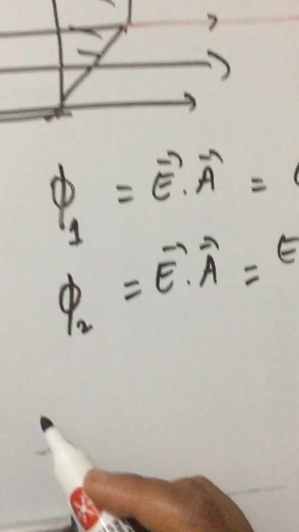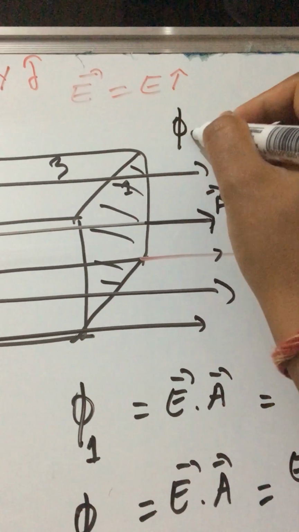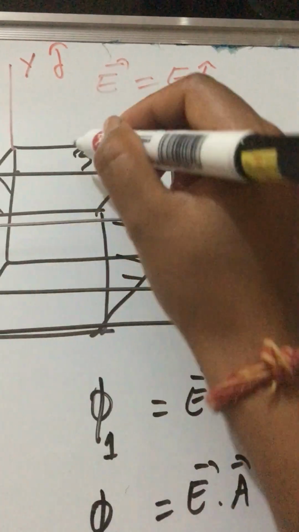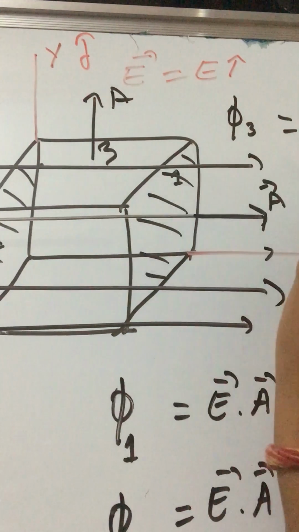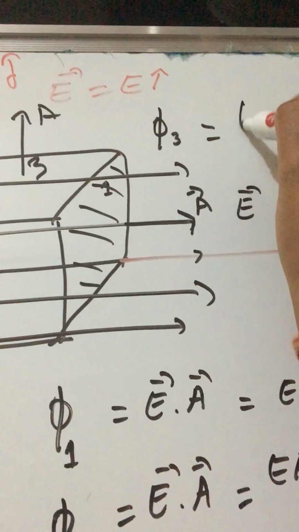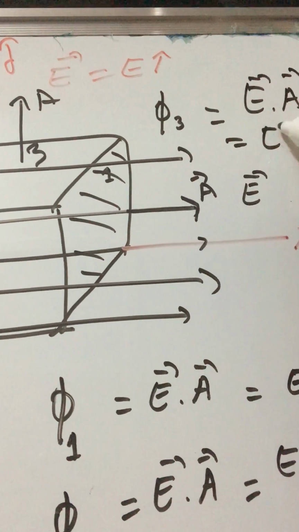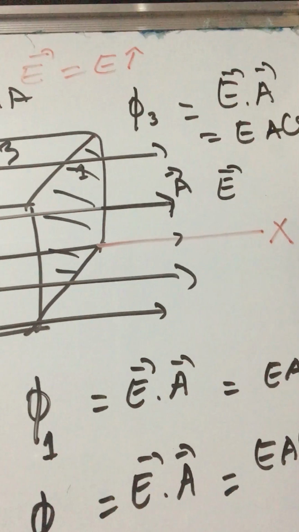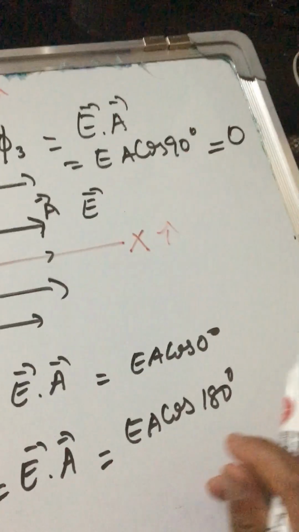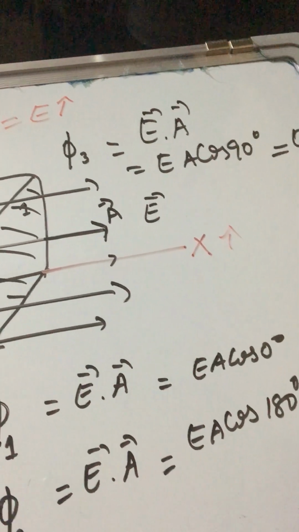Yes, let me call this face 3. Now for face 3, what should be the flux? What is the direction of area vector? This electric field is directed along where? 90 degree. So what is it? E dot A, and what is the angle in this case? It is cos of 90 degree, right? So what is it? It's 0. Okay, I hope you have understood it. Thank you.